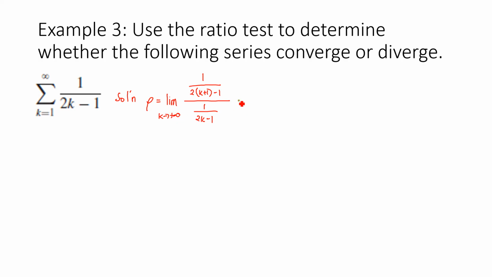In this case, 2 times k plus 1 minus 1 gives 2k plus 2 minus 1, which is 2k plus 1. And then using the reciprocal, you have the limit of 2k minus 1 all over 2k plus 1, as k approaches positive infinity.